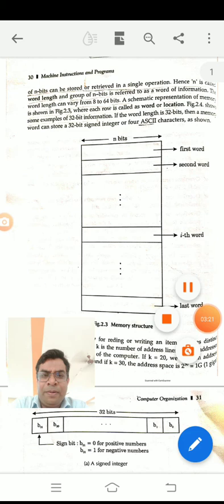For example, if the word length is 16 bits, that is 2 bytes, aligned words begin at byte addresses 0, 2, 4. For a word length of 64 bits, that is 2 to the power of 3, or 8 bytes, aligned words begin at multiples of 8.